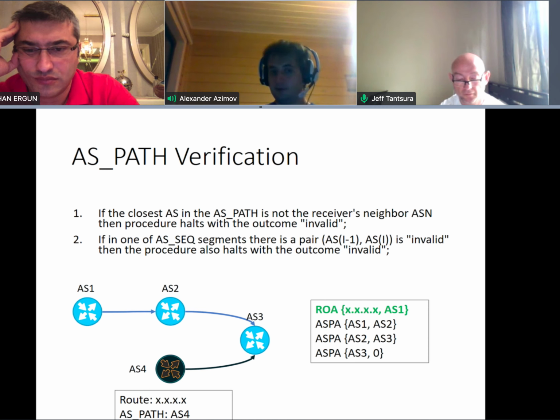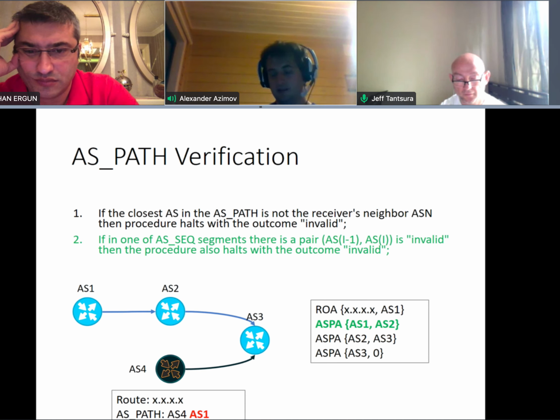Now, AS4 is trying to forge the AS path. It's adding autonomous system 1 in the AS path. But according to ASPA, AS1 has only one provider, AS2. It was not listed AS4. And the pair AS1, AS4 is invalid. And thus, AS3 is able to say that, no, this AS path is forged. I'm not going to accept this prefix.